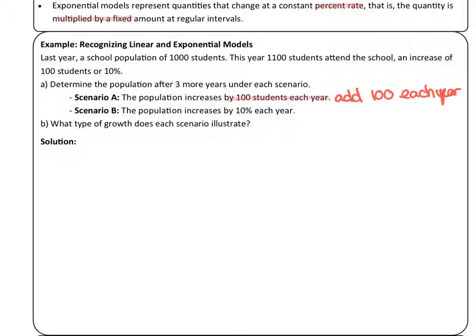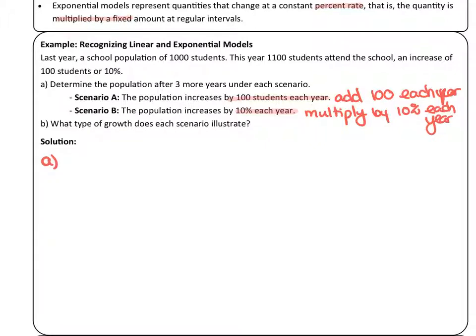And the second one, scenario B, the population increases by 10% each year. So that's a percentage. And when we're talking about percentage, we're going to multiply by 10% each year. So that one, because it screams multiplication, means it's going to look more like an exponential model. What type of growth does each scenario illustrate? So I kind of already gave it away. But let's do the math behind it.